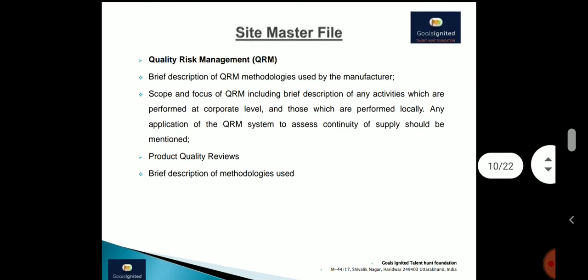Quality risk management is one of the important contents of the site master file. How do you assess the risk, how do you mitigate the risk, the procedure needs to be clearly defined as per the respective SOP. Product quality reviews and a brief discussion about the methodologies used in the risk assessment need to be mentioned in the site master file.